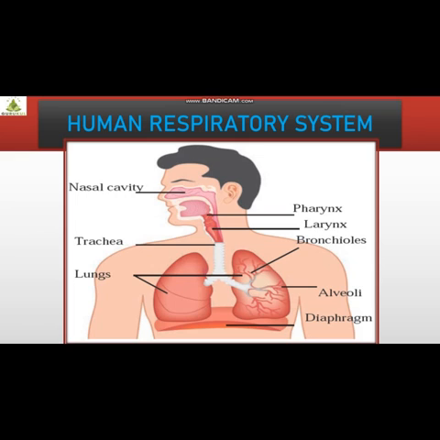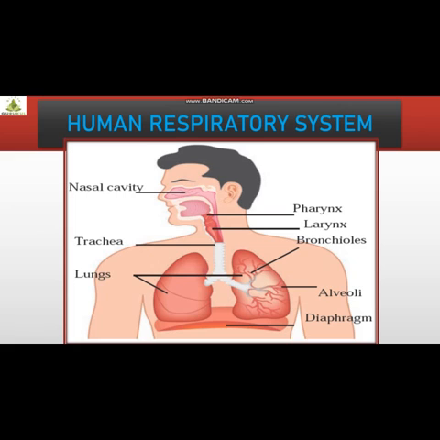Cavity is nothing but a hole or space in the body. We have nasal cavity, we have chest cavity, we have abdominal cavity. So many cavities we have in a human body. So the nasal cavity is after the nose. Coming to the right hand side, the next structure is pharynx, larynx.